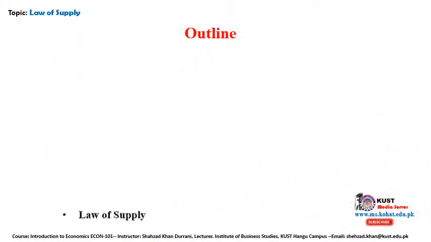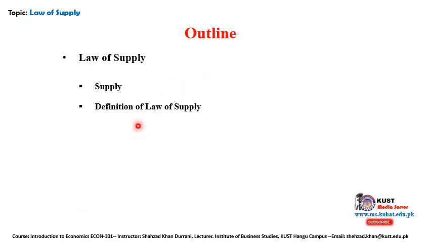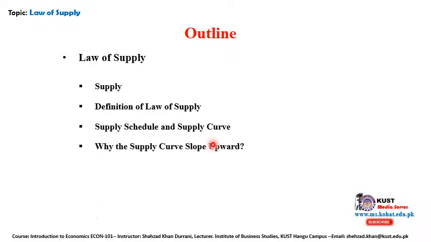Our outline includes the law of supply. We will try to understand this concept, and for this we will understand certain terminologies and subtopics. We will define and understand supply, the concept of supply, then the proper definition of the law of supply and its concept, and then the supply schedule and supply curve. We will also cover why the supply curve slopes upward.